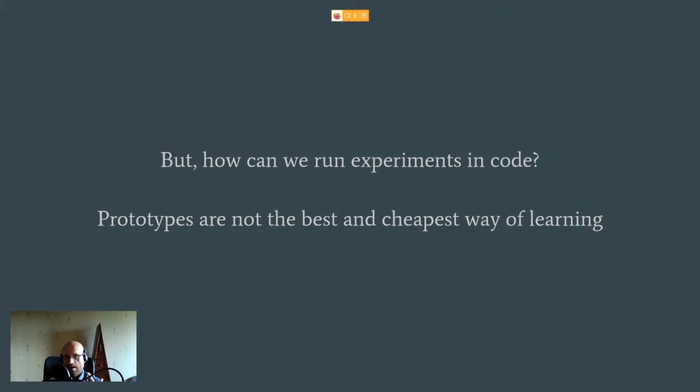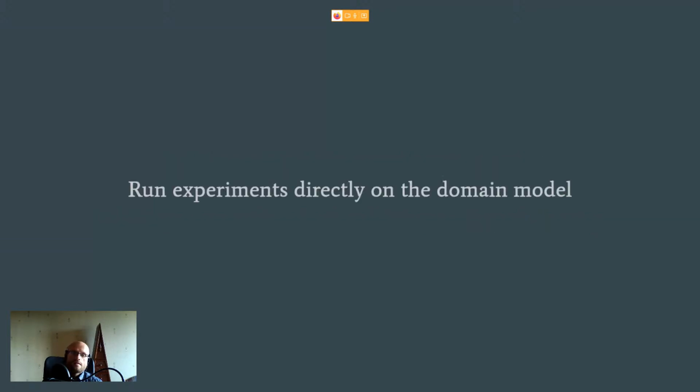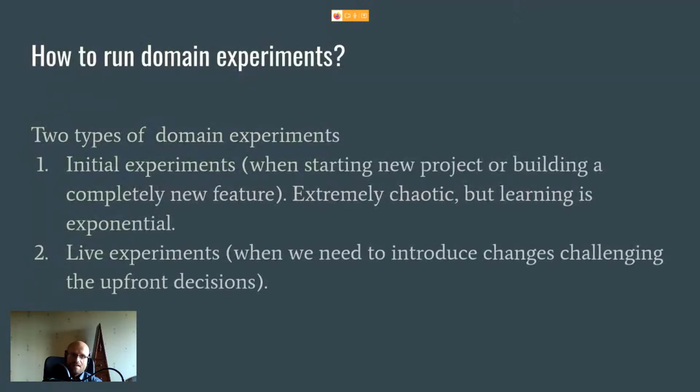As I mentioned, prototypes might look like a great idea, but because of the feedback loop, because of the slow learning rate, and because they are so expensive to actually produce, these are not the best tools to validate our knowledge and learn something new. So instead of experiments on prototypes, we can run experiments directly on the domain model, on the heart of the software. How to run these experiments?